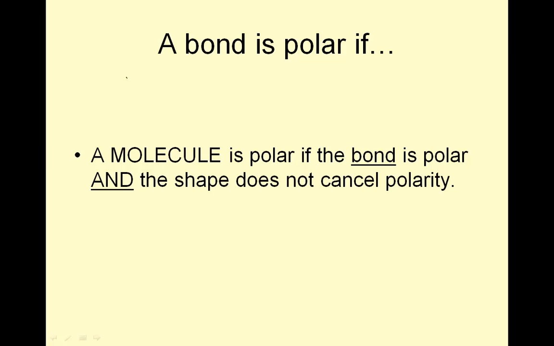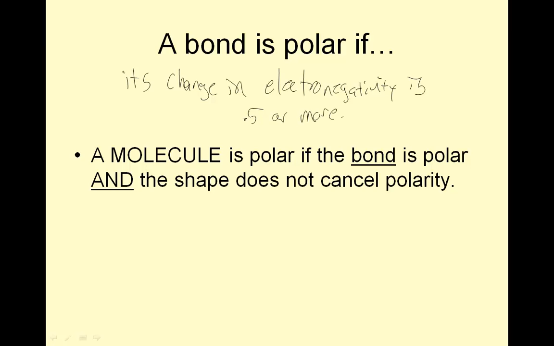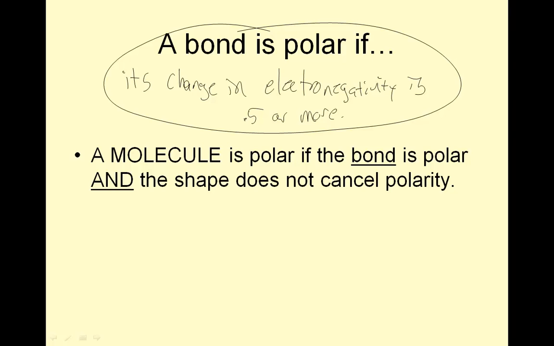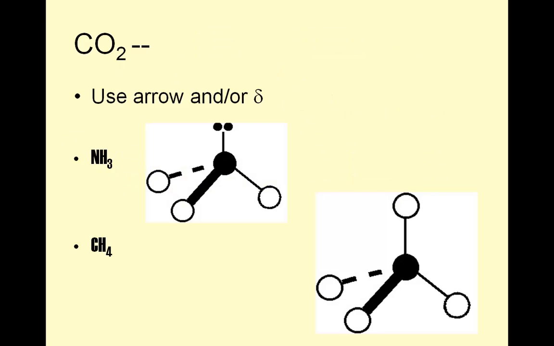A bond is polar if its change in electronegativity is 0.5 or more. What's interesting about this is that it would also include ionic, and ionic is super duper polar. A bond is polar if its change in electronegativity is 0.5 or more. A molecule is polar if the bond is polar and the shape does not cancel polarity. Star, star, star, star. Test question. That is one of your test questions.